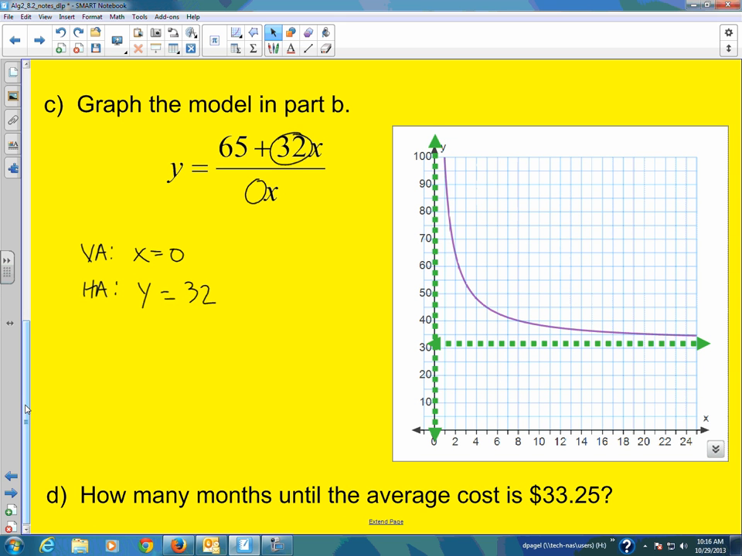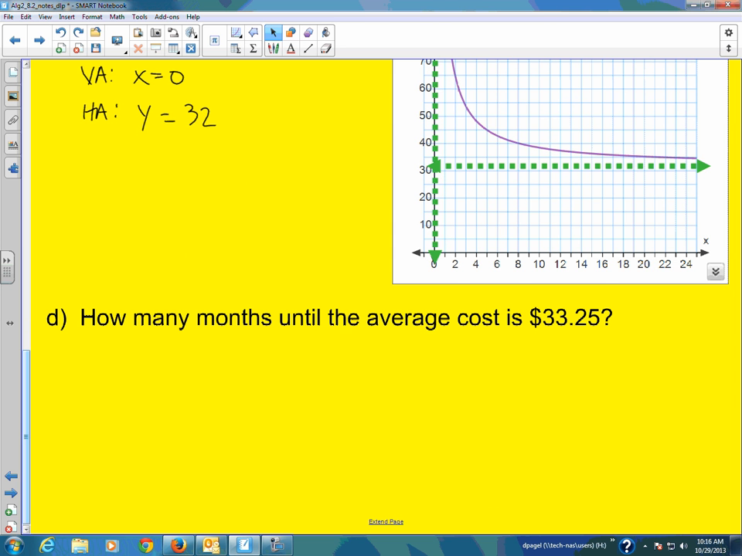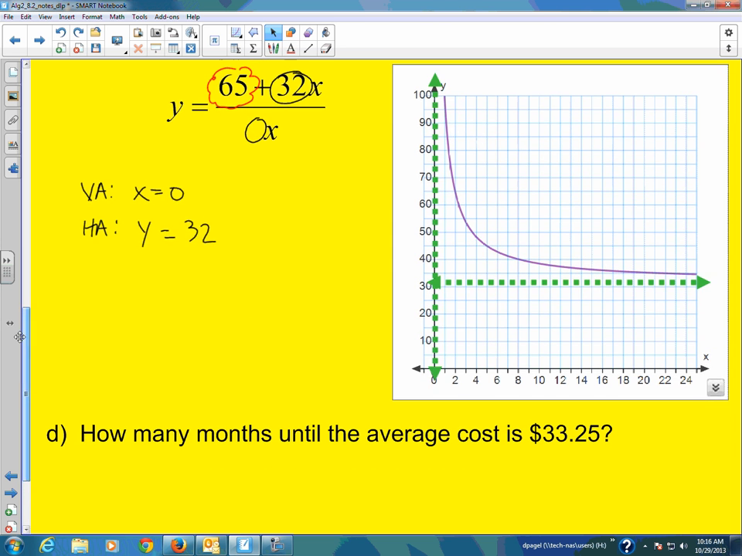I'll never actually equal $32 per month for my monthly cost because I had this initial installment of $65 that I began with. So that's always going to play into my average monthly cost, sorry. All right, then what do I do with this graph? Well, like any good graph, you can interpret information off of the graph rather quickly, but it might not be exact. So in this case, how many months until our average is 33.25?